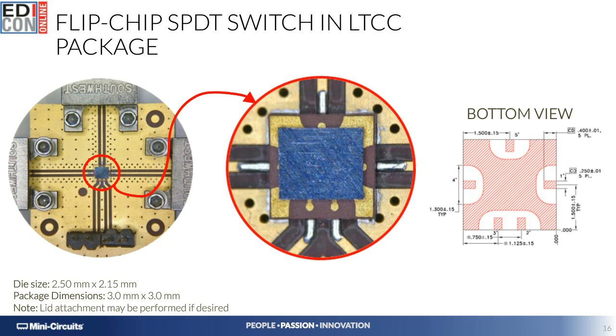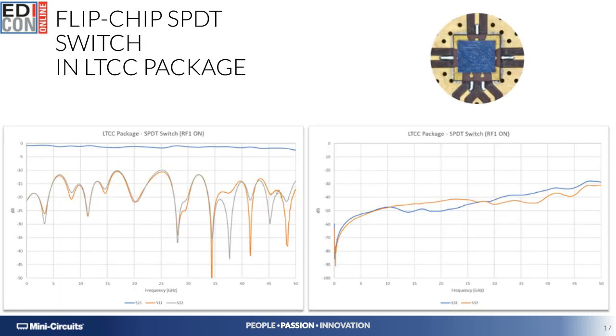Speaking of test data, here we have test measure data on the single pole double throw flip chip assembled onto a LTCC interposer. This will be a great product offering in the sense that it will provide our customers with a surface mountable version of a well-performing switch all the way up to 55 gigahertz.